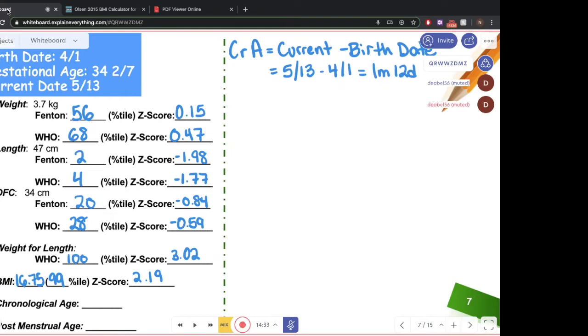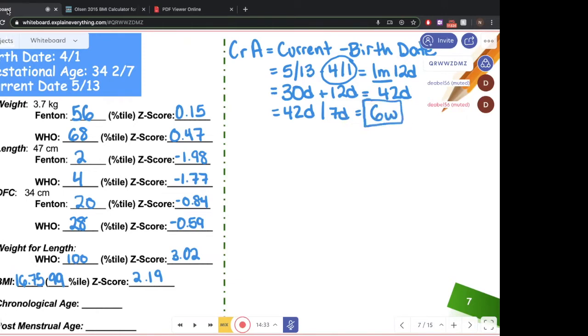Now we want to convert that into days just to make it easier to work with. We're going to convert the 1 month to days, and we know that there are 30 days in April. So we'll subtract it from the birth date here, plus the 12 days that were left over gives us 42 days, divided by 7 days, just to give us the chronological age in weeks.